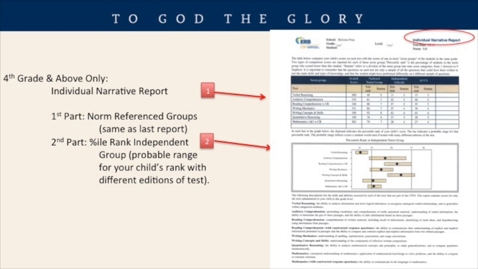The third and final form you'll get if you have a 4th grader or above is called the individual narrative report, as you can see in the top right corner. And there's 2 sections to this as well. The first section is the norm reference group, and it's identical to what we already talked about on the norm summary sheet. So the top part isn't any different. The bottom part, however, relates to percentile rank for independent groups. This is the probable range for your child's rank within different editions of the test.